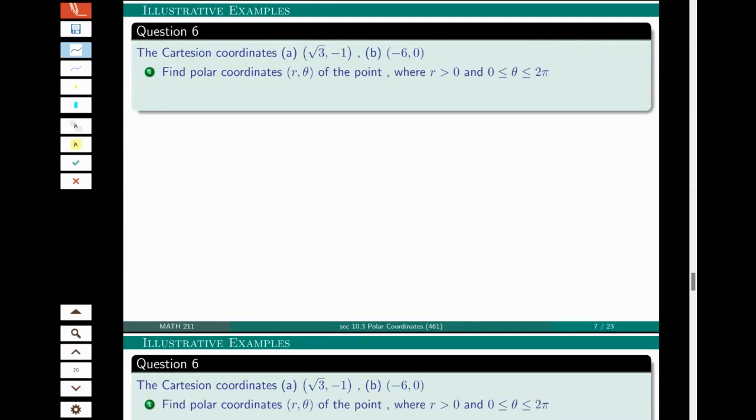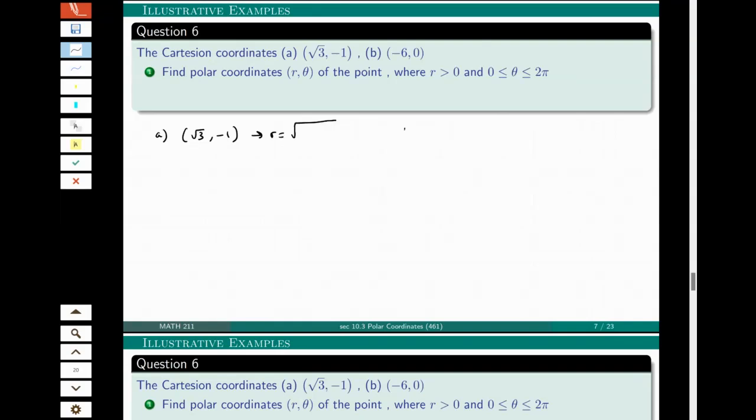Now, here he gave me the Cartesian system, and he said find polar coordinates where r is positive, representing this point. So, for the first one, it's given root 3 and minus 1. First of all, we need to find what is r.